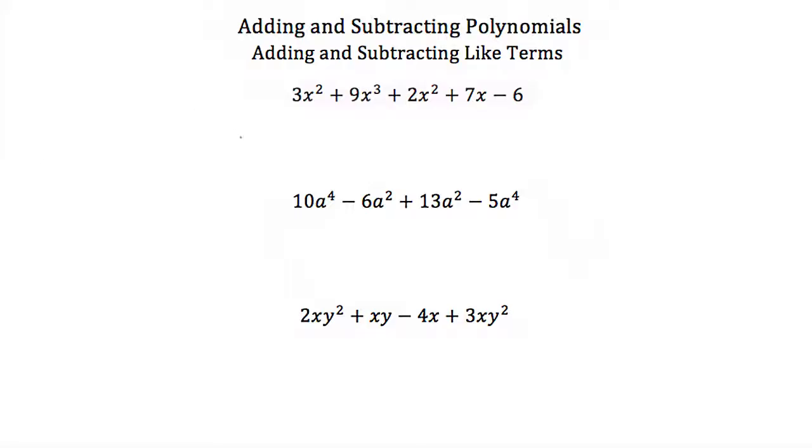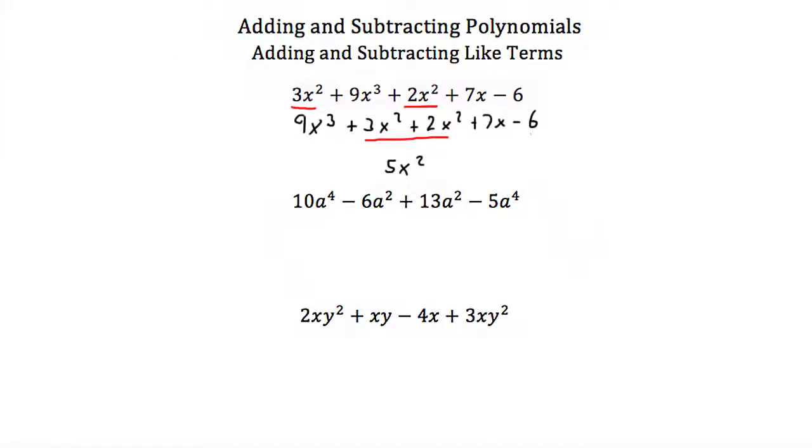So our like terms in this expression would be 3x squared and 2x squared, because they both have an x squared in them. Now if I wanted to combine those, I would first write this with my like terms together. So I would have a 9x cubed plus 3x squared plus 2x squared plus 7x minus 6. Now when I combine my like terms, all you do is add the coefficients. So if I have a 3x squared and then I have 2 more x squareds, I have 5x squared. 3 plus 2 is 5.